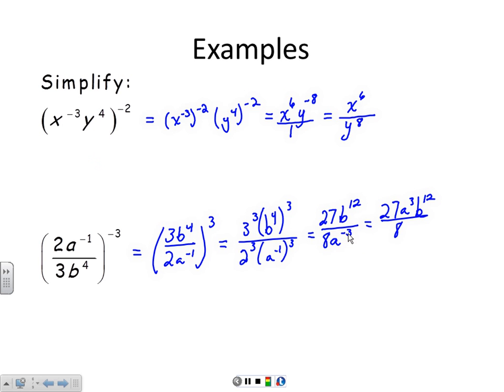Again, if you have a negative exponent in your answer, if it's on the bottom, you're going to push it to the top. But if it's on the top, you're going to push it to the bottom. You've got to get rid of those negative exponents.